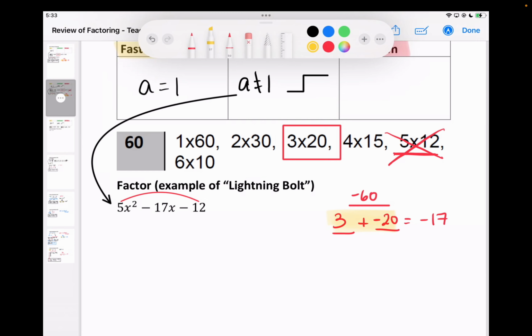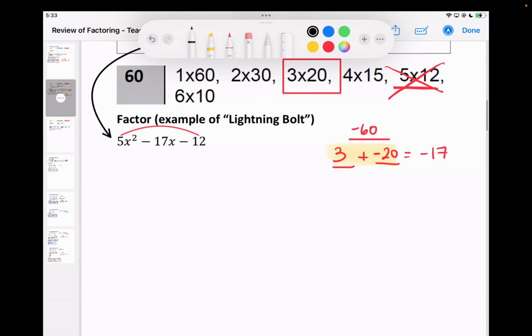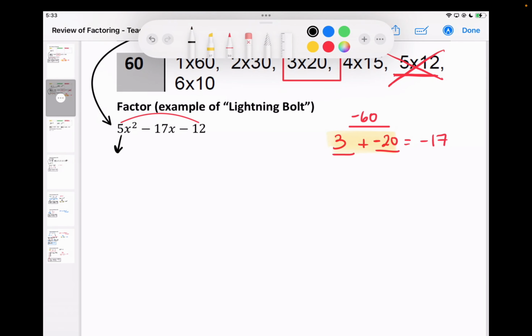Those are your two answers, but because it's the lightning bolt method, we have to now rewrite this entire expression. So you rewrite it as 5x squared, but instead of negative 17x, you're going to use a plus 3x and a minus 20x. So you're just splitting up the middle term. And then the last term stays negative 12. Just so that doesn't look quite so confusing. Then I call it lightning bolt because we do something that looks almost like a lightning bolt.